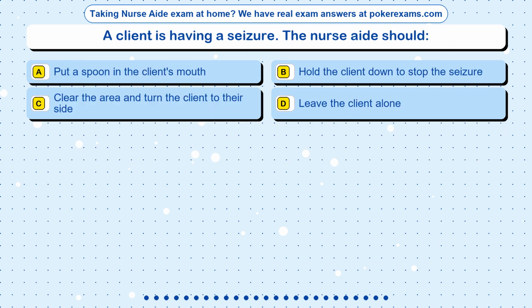Question 2. A client is having a seizure. The nurse aide should: Option A, put a spoon in the client's mouth. Option B, hold the client down to stop the seizure. Option C, clear the area and turn the client to their side. Option D, leave the client alone.